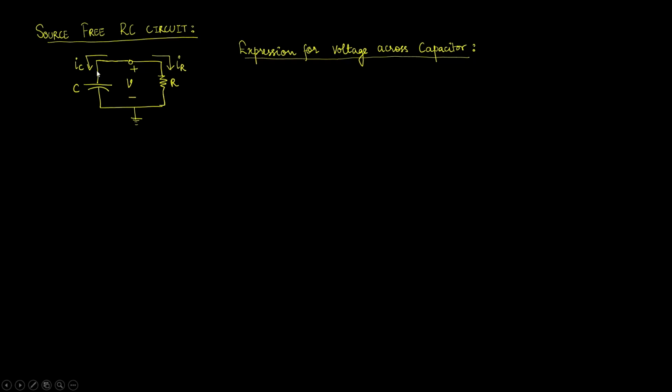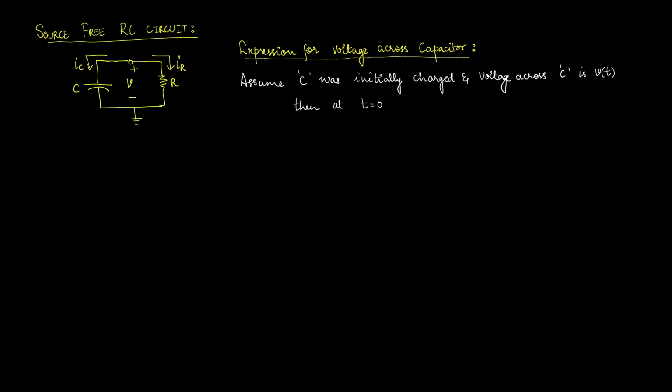Now, initially when we had connected the source, there was some amount of energy stored in the capacitor, which will now be released to the resistor. Let us assume that the capacitor was initially charged. Then at t equal to 0, let us consider V of 0 to be equal to V0, which corresponds to the initial voltage across the capacitor.